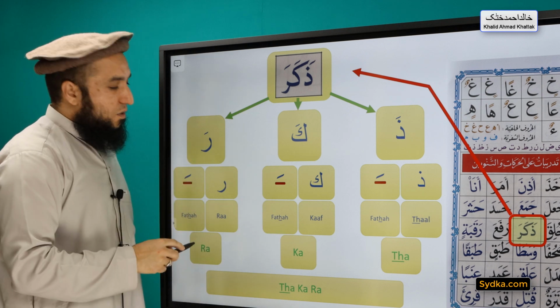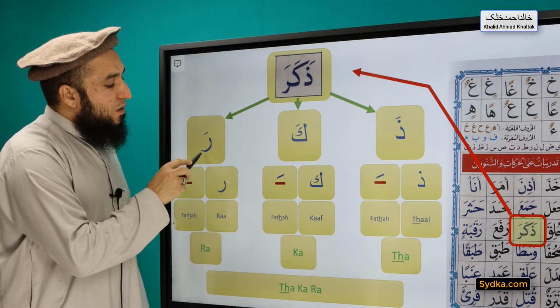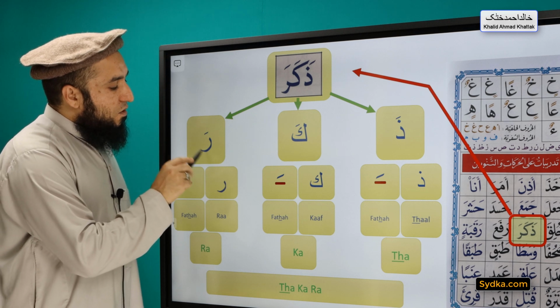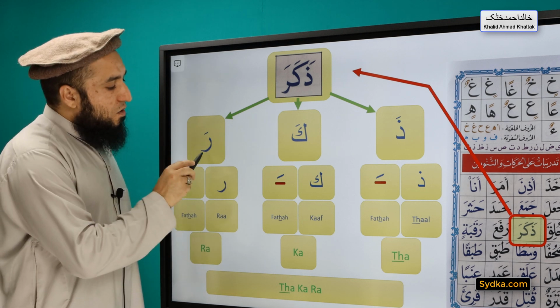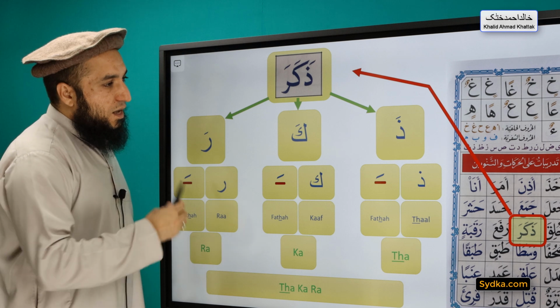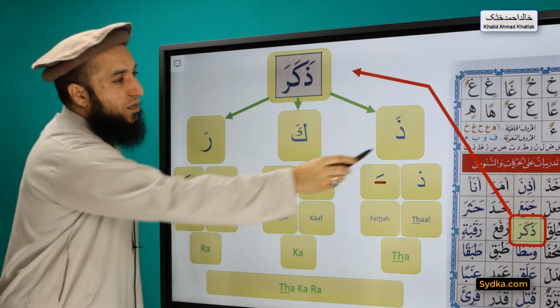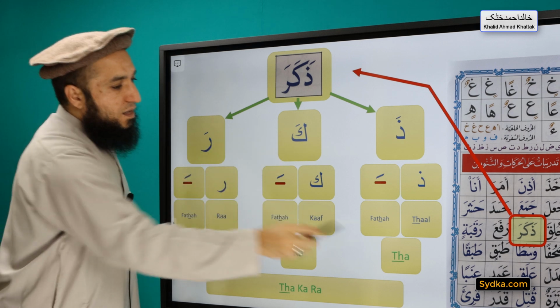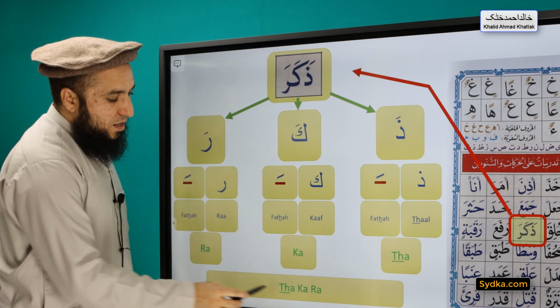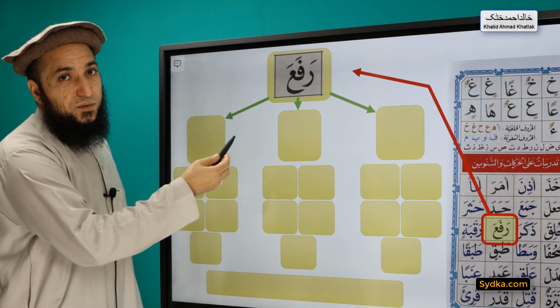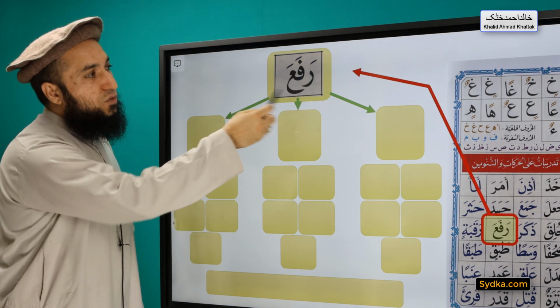So the next syllable we have is ra fatha ra. Ra is not silent and we have fatha. Ra fatha ra. And now we combine the 3 syllables. We have dhakara, dhakara, dhakara.